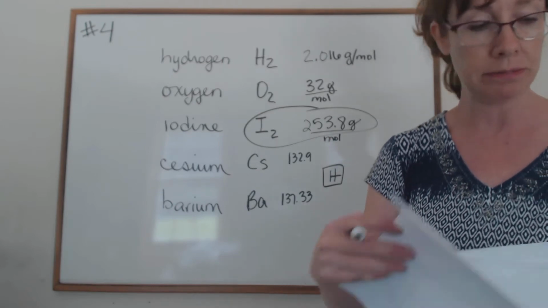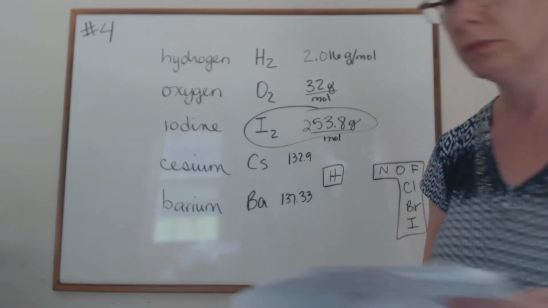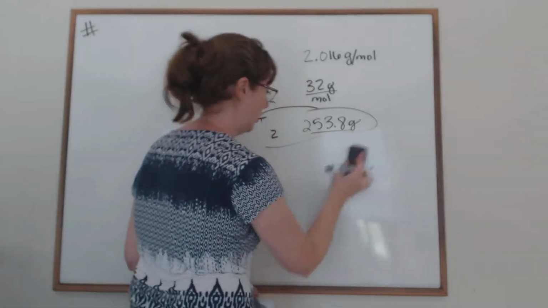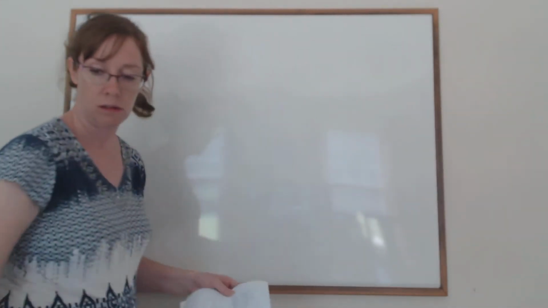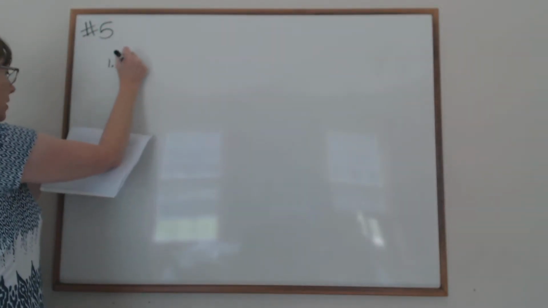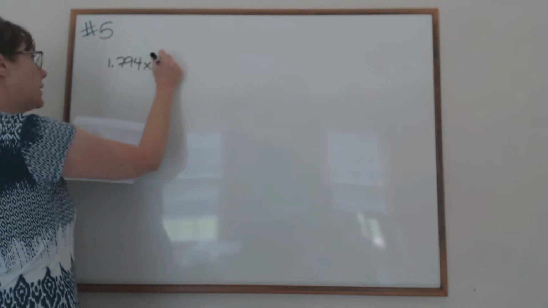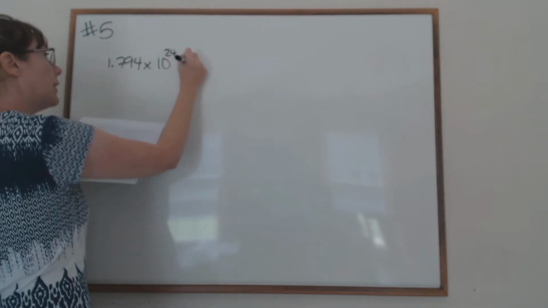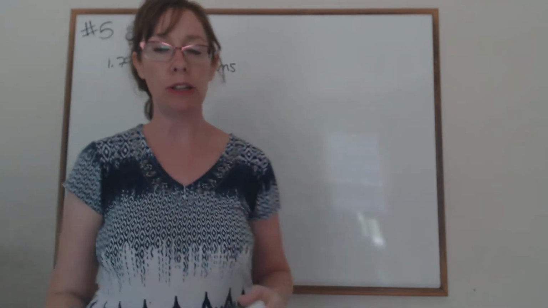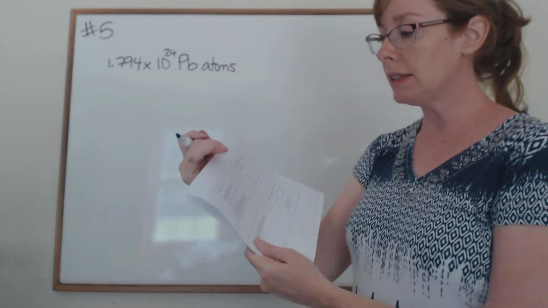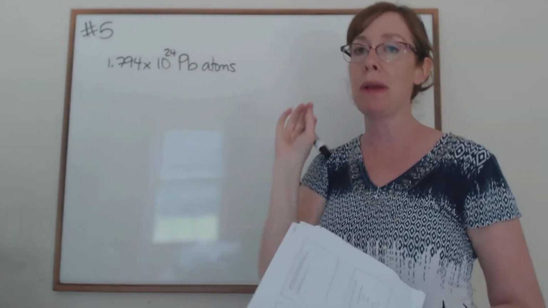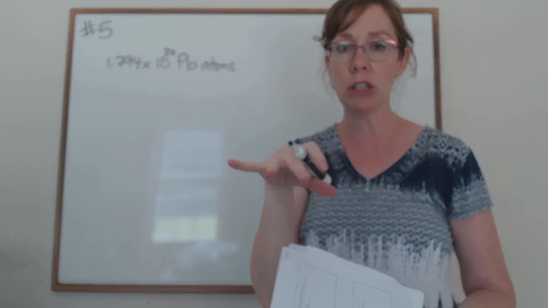Question number 5. What is the mass of 1.794 times 10 to the 24th lead atoms? Now, that is the number in the question. Notice, every number has a unit. You have to attach the unit to the number. You can't just drop it. If you just write the number, you will not know what to do with the number.